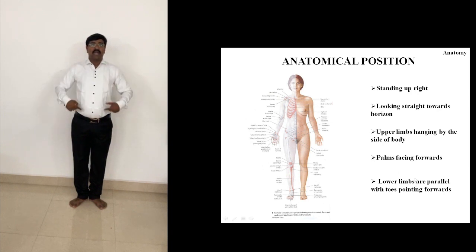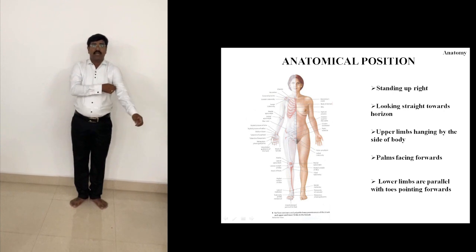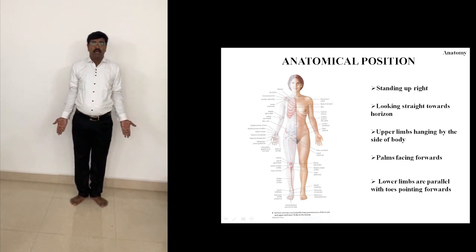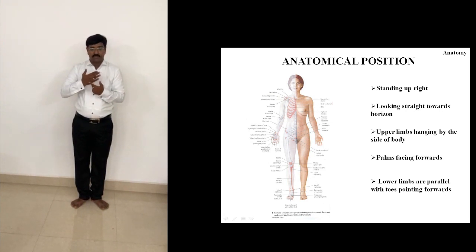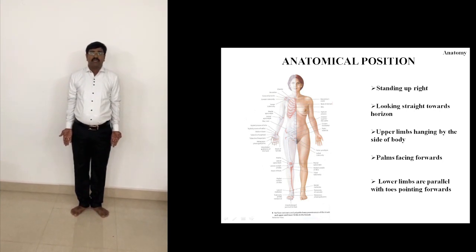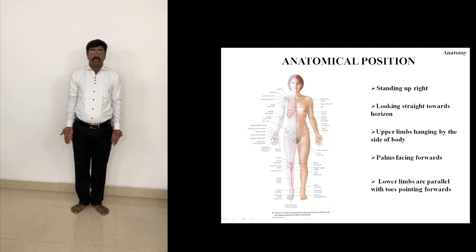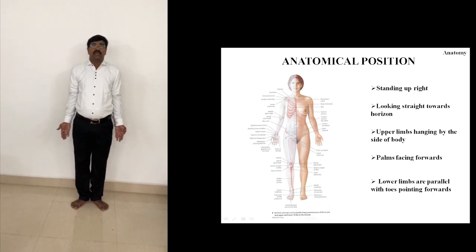Now I am standing straight, and try to see my upper limb. I am going to keep my two hands like this. This is called the palm, and this is called the dorsum. The palm should face forwards. Also, my eyes are looking straight and forwards. Can you see my position now? This position is called the anatomical position.